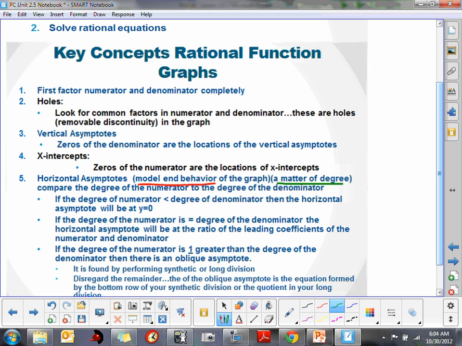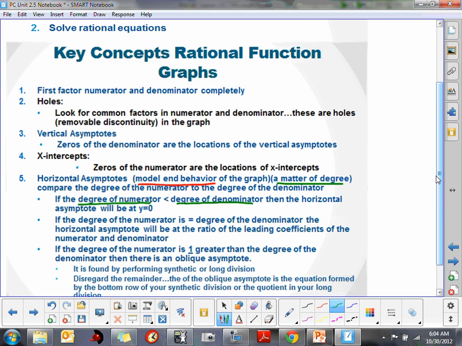Whenever you're looking for horizontal asymptotes, you want to look at the degree of the numerator, and you're going to compare it to the degree of the denominator. If the degree of the numerator is less than the degree of the denominator, then your horizontal asymptote will always be at y equals 0. Okay, so that's pretty simple.